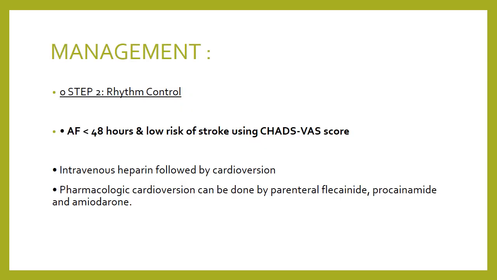The rhythm control is step 2, and if the atrial flutter is less than 48 hours, that is acute onset, and there is low risk of a stroke using the CHADS-VASc score, then IV heparin is given followed by cardioversion. Electrical cardioversion is preferred over pharmacological cardioversion, and electrical cardioversion is also called DC cardioversion. Pharmacological cardioversion can be done using parenteral flecainide, procainamide and amiodarone. These are all antiarrhythmic drugs.